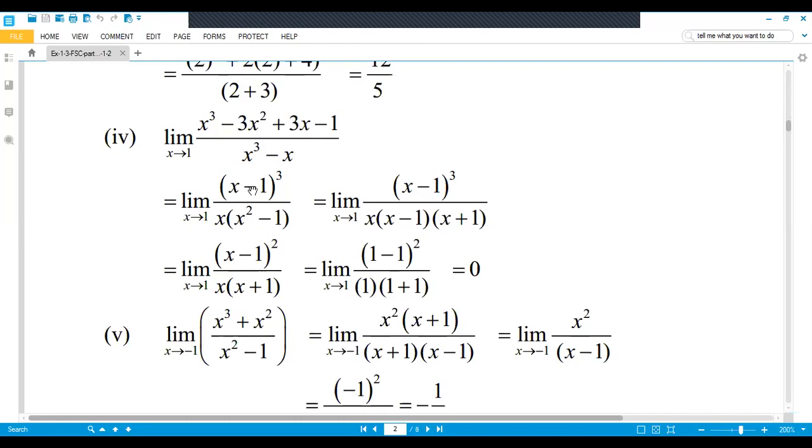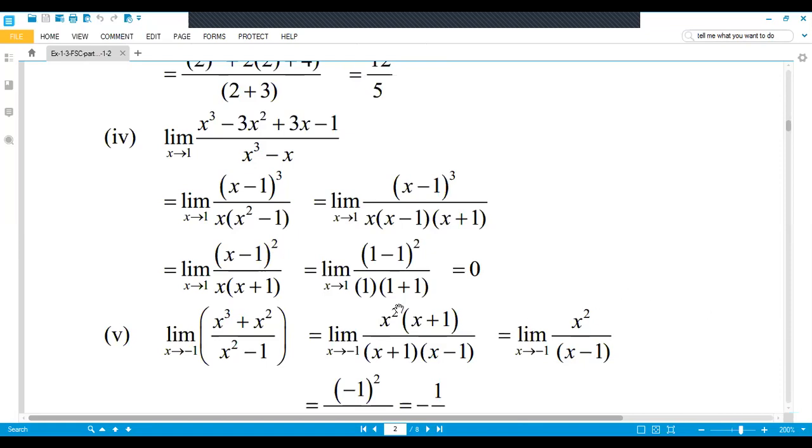So you close it as x minus 1 whole cube, and from the denominator you take x common, so you get x square minus 1. Again, this is converted in formula a square minus b square, which is equal to a minus b and a plus b. So x into x minus 1, x plus 1. Now x minus 1 cancels with the numerator. In the numerator, x minus 1 is given 3 times. So 1 time cancels, 2 times left, and in the denominator, x and x plus 1 is left.